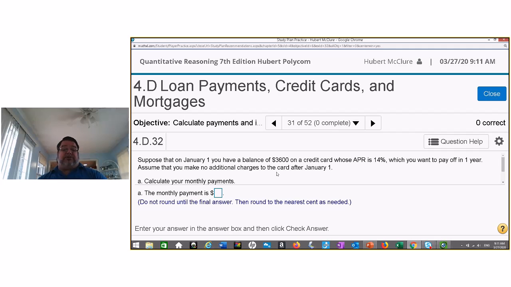Okay, that's a credit card. That's a question that might be on the test. So you can go ahead and write that down right quick. Suppose that on January 1st you have a balance of $3,600 on a credit card. APR is 14%. We did one the other day, and I think it was 21%, which you paid off in 1 year. Assume that you make no additional charges. So that's a test question. So in your notes you have 2 test questions. I wouldn't write it down word for word. Just say P is equal to 3,600, R is equal to 0.14, N is equal to 12, and T is equal to 1. And that's a test question.